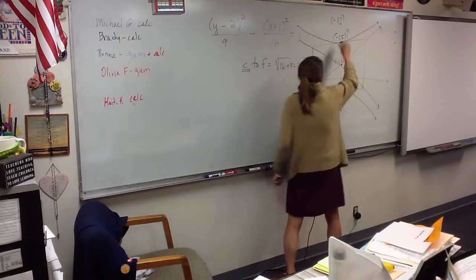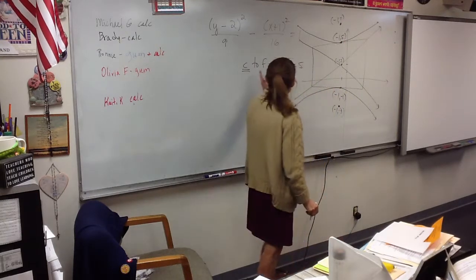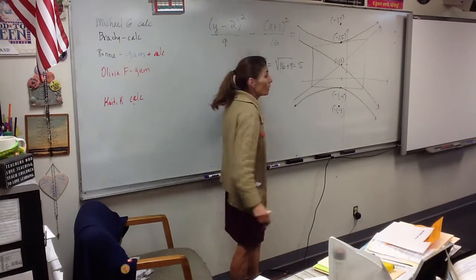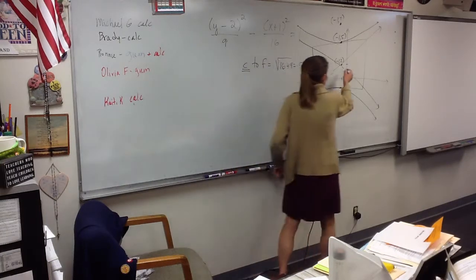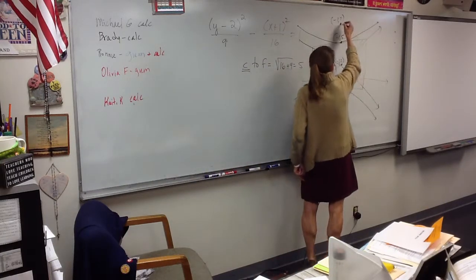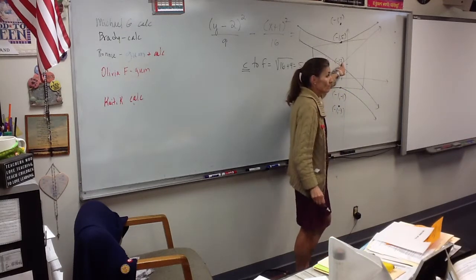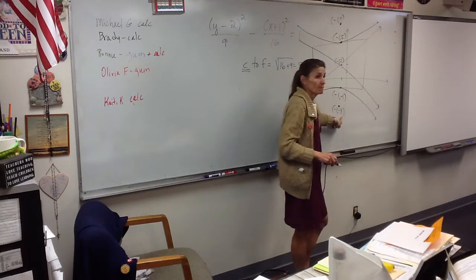The foci are inside the hyperbola. From the center to the focus is the square root of 25, which is 5. So we start at the center, and we go up and down 5. Kids, the center's at 2. So if you go up 5, you're at 7. If you go down 5, you're at -3.